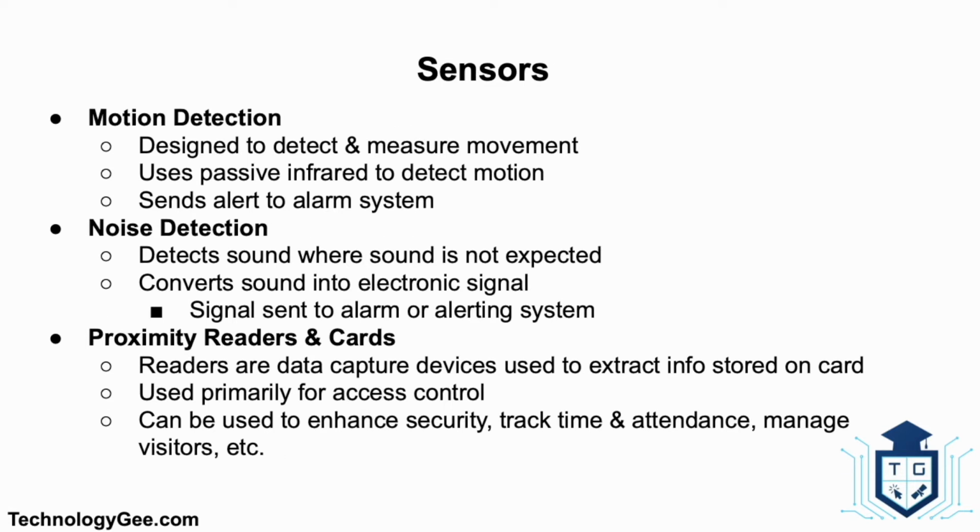Next, we have sensors, and the various types of sensors that you need to know for the Security Plus 601 exam are as follows. You have a motion detection sensor, and this is an electronic device that is designed to detect and measure movement. The sensors use passive infrared to detect motion and then send an alert to the alarm system. You have noise detection, and these are electronic devices that can detect sound where sound is not expected and then convert the sound into an electronic signal, to which that signal is then sent to an alarm or an alerting system.